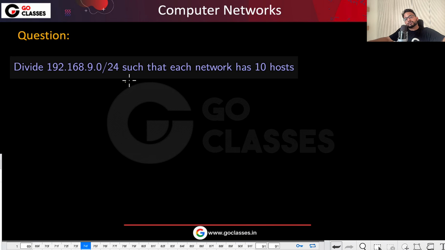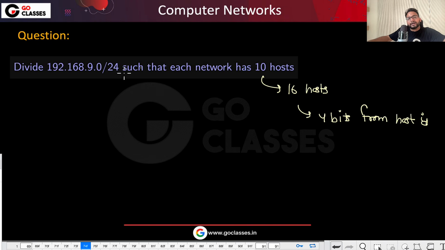Now let's see this question. What they are saying is, let's divide this such that each network has 10 hosts. 10 hosts means the closest is 16 hosts, which means we need 4 bits from the host ID. Currently we have 8 bits available, so we just need 4 bits, and we can use 4 bits for the subnetting.